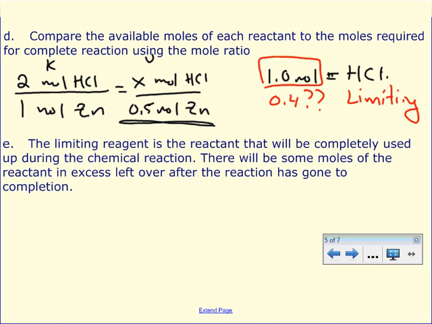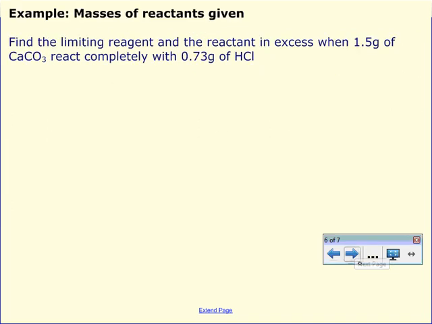All right, so let's see an example where we're going to calculate using the masses. And this is just a little bit more involved in that we have to use our periodic tables and molar masses and convert back and forth from each other. So in this case, I want to find the limiting reagent, and the reagent or reactant in excess when I have 1.5 grams of calcium carbonate react completely with 0.73 grams of HCl.